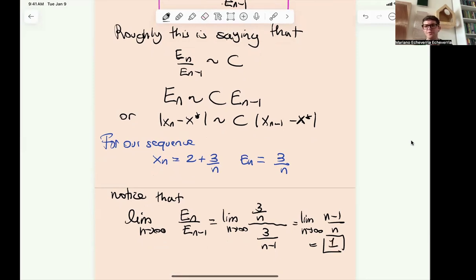So that means that if you compare the ratio of the errors for this sequence, they scale linearly with one another. So the error in the next step is just a constant factor of the error in the previous step. In this case, the ratio happened to be one, but there could be other cases where the ratio is not one.